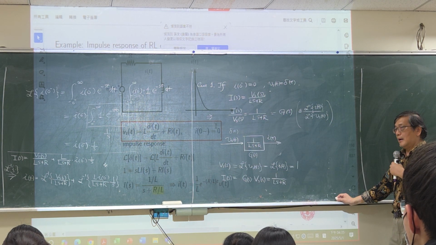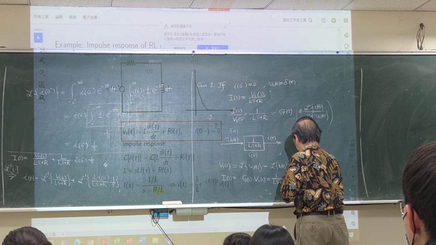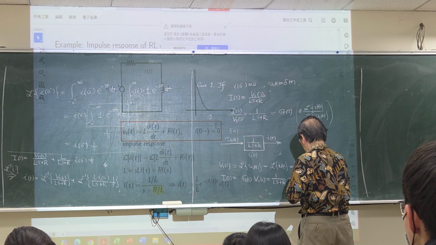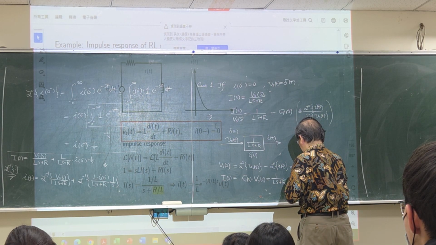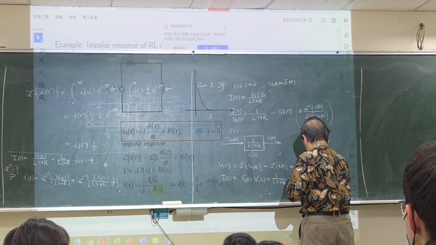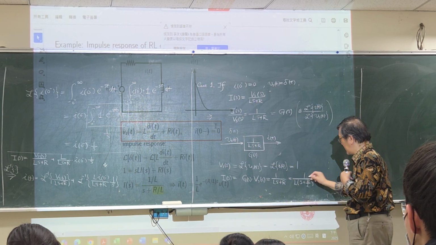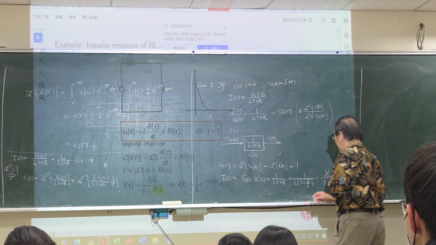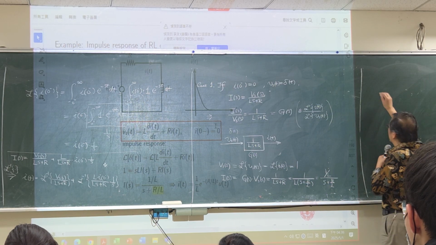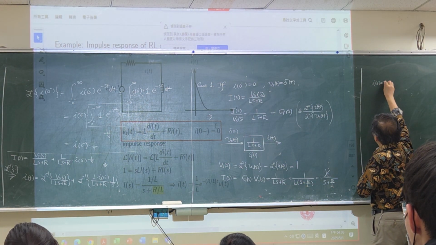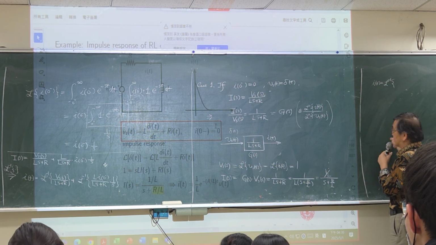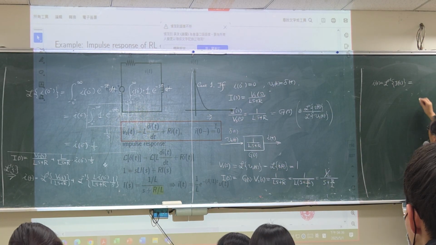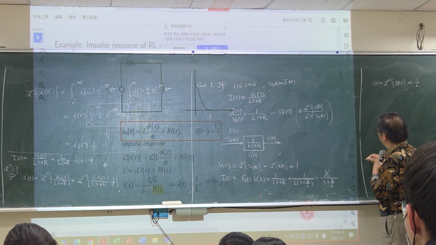Okay? Then for simplicity, we can normalize the coefficient, so divided by L. So we have L times S plus R over L. So we get 1 over L and S plus R over L. Right? So the current in the time domain is simply the inverse of Laplace transform of Is. Okay, you know there is a scalar 1 over L.